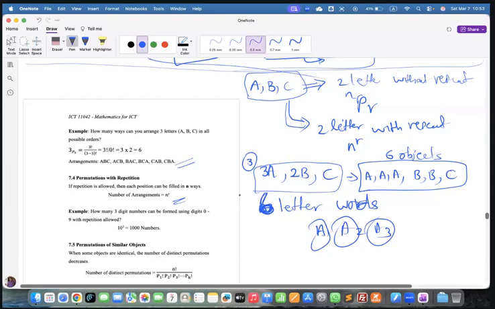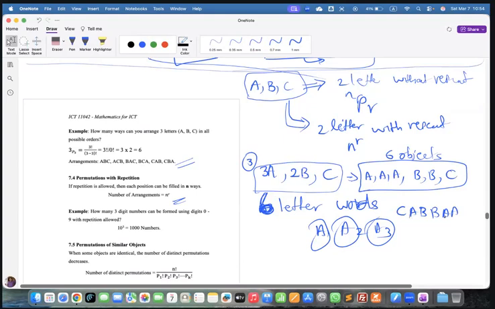It's 6 factorial over 5 factorial. For example, you are making a word CAB. Just think about CAB, AA. We cannot say this is a different A, this is a different A, right? Here we don't think about with repetition or without repetition, right?